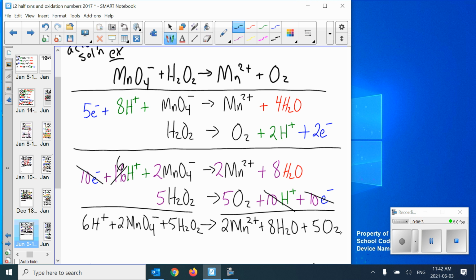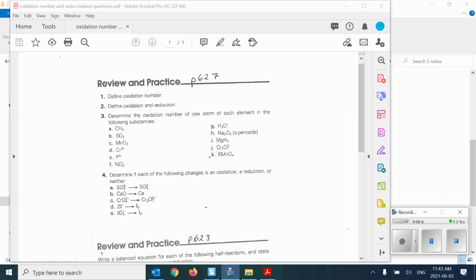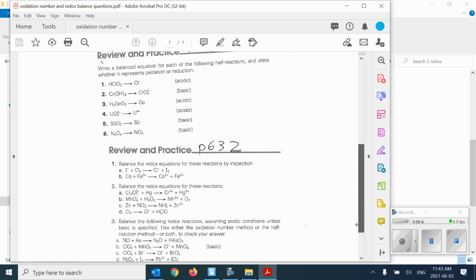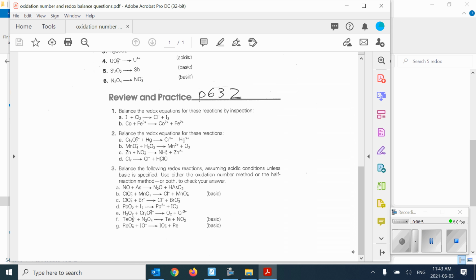So there's another example. What I want you to do is some practice on these acidic reactions. You have a handout, or you should have a handout, that looks like this. I want you to do these questions here. In number 3, it says, balance the following redox reactions, assuming acidic conditions unless basic is specified. So I want you to do A, C, D, E. You will do the basic ones, but I'll have to show you that later. Good luck.